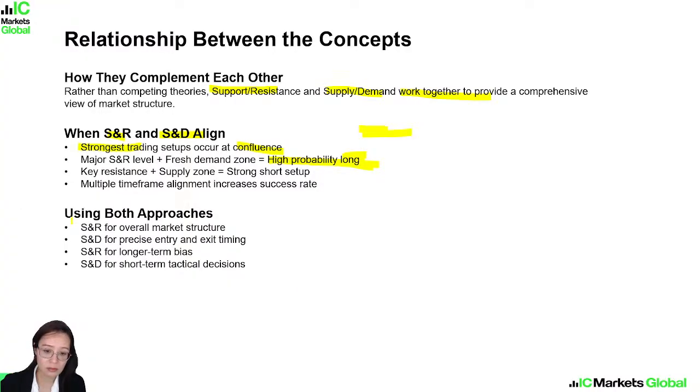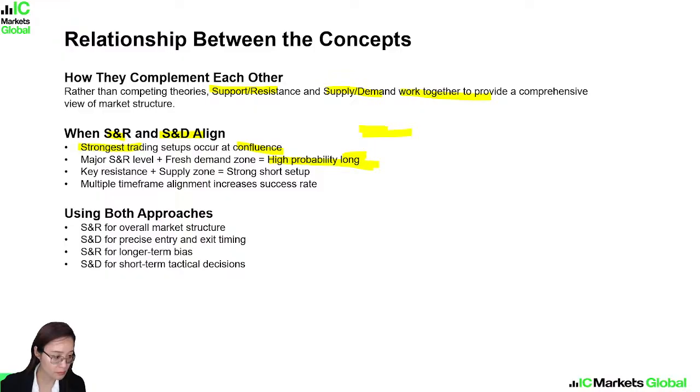Now you can use both approaches. Use support and resistance for the overall market structure, and supply and demand for precise entry and exit timing. Support and resistance for long-term bias, and supply and demand for short-term tactical decisions.